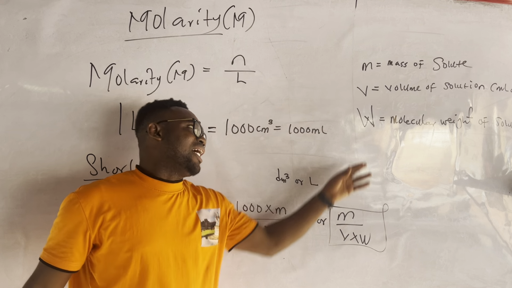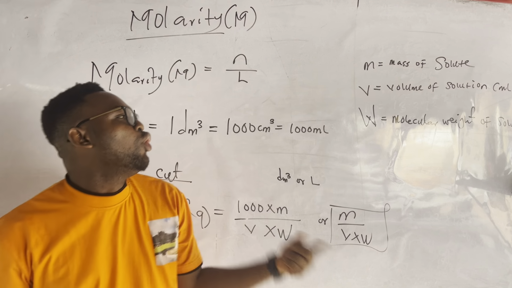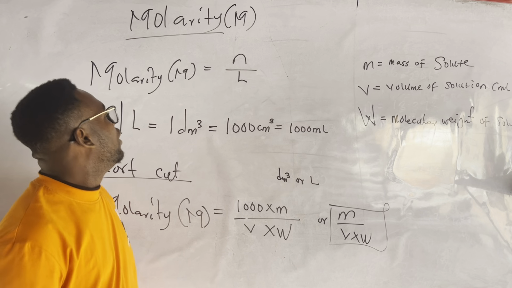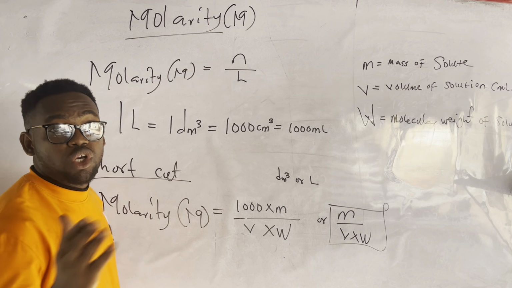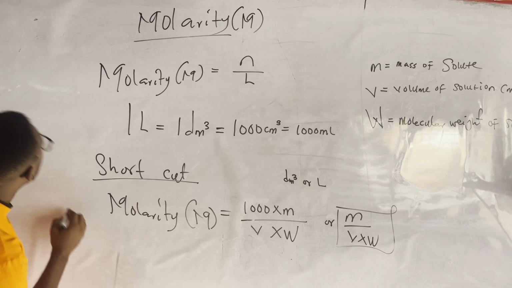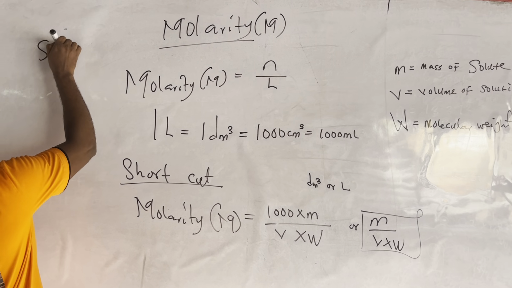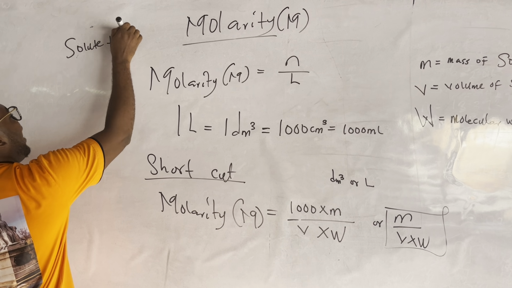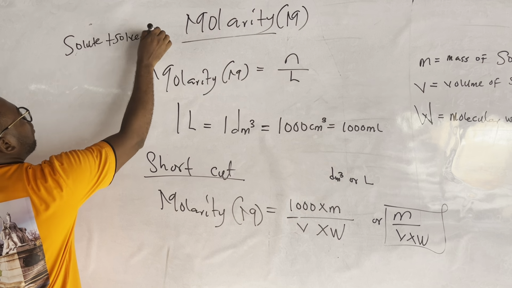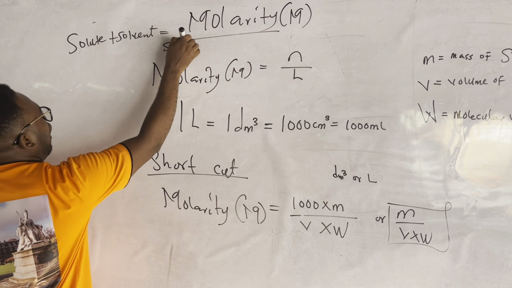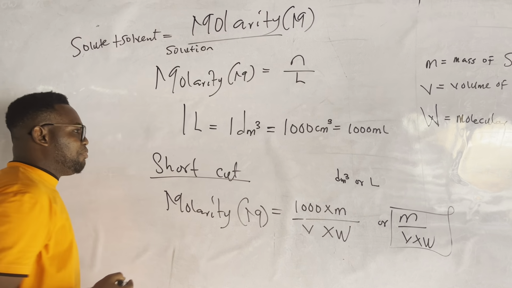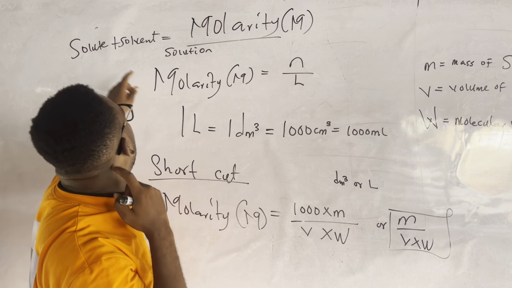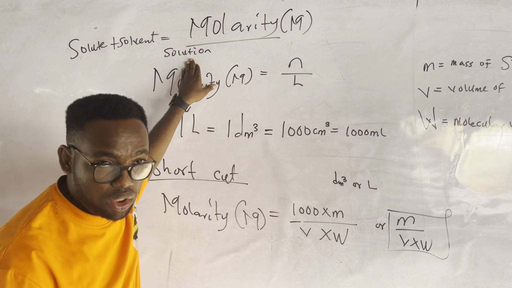Or you can say molar mass of the solute. Very, very important. We know that in stoichiometry of solution, solute plus solvent usually gives us what? Solution. So it is important you note when we are saying solvent, solute, solution.